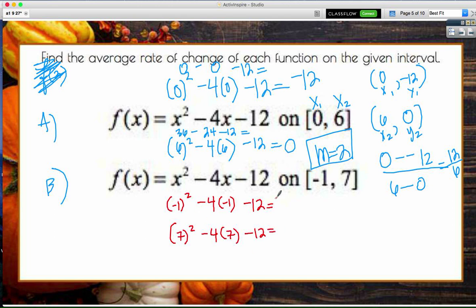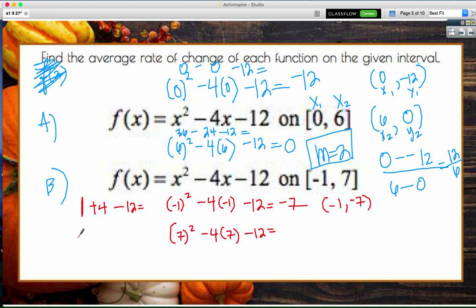Okay, so first we plugged in the -1. Will, what did you get for plugging in -1? What did you get? 17. Is that what you said? Okay, so let's go back and double check that. -1 squared would have been a +1. A -4 times a -1 would have been a +4. And then I have a -12. So that's really like 5 minus 12. What should that be? -7. Okay. So our first ordered pair is -1, -7.